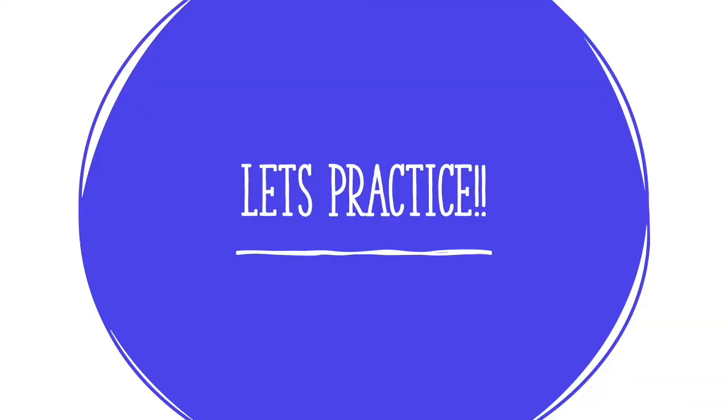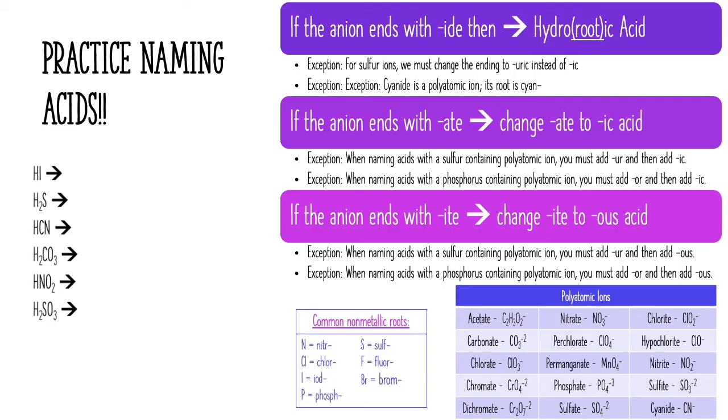Now let's go ahead and do a little bit of practice with naming the acids. Okay, so I have over here a list of acids that we're going to use to practice with. Some of them we've already named, but don't click back. We'll just keep on going. So I have HI right here, and what I want to do now is I'm going to go ahead and show you the ions that it breaks down into.